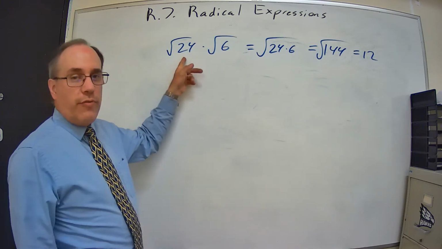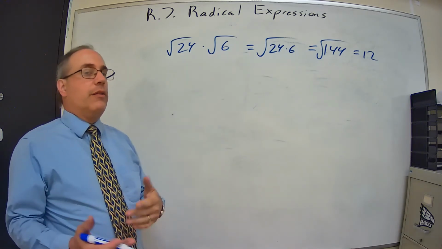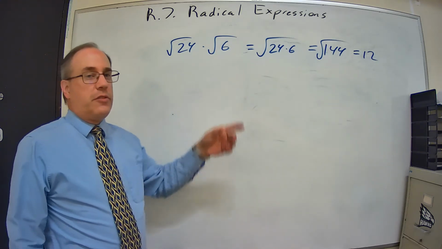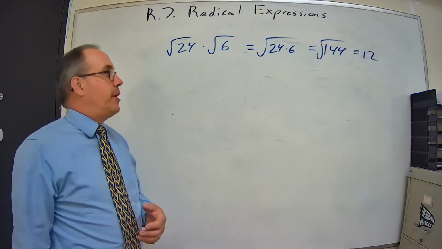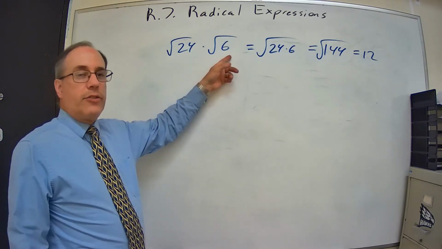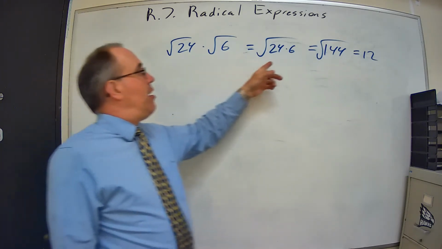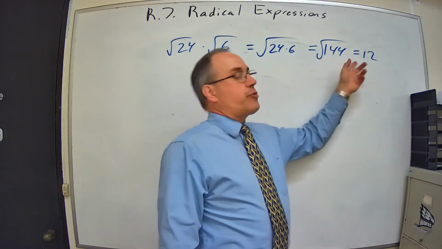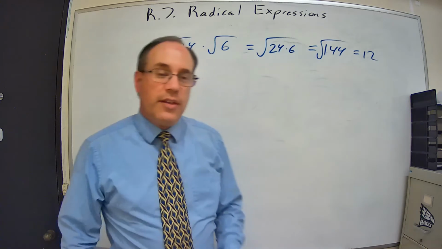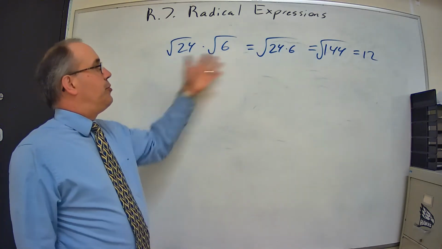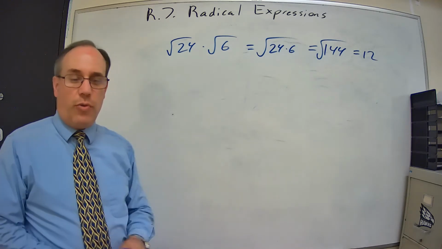What's the square root of 24? A little under 5. What's the square root of 6? Somewhere between 2 and 3. So a little under 5 multiplied by somewhere between 2 and 3. Oh, well, wait a second. 24 times 6, 144. The square root of 144, 12. So this is where you get an advantage by being able to use these rules.